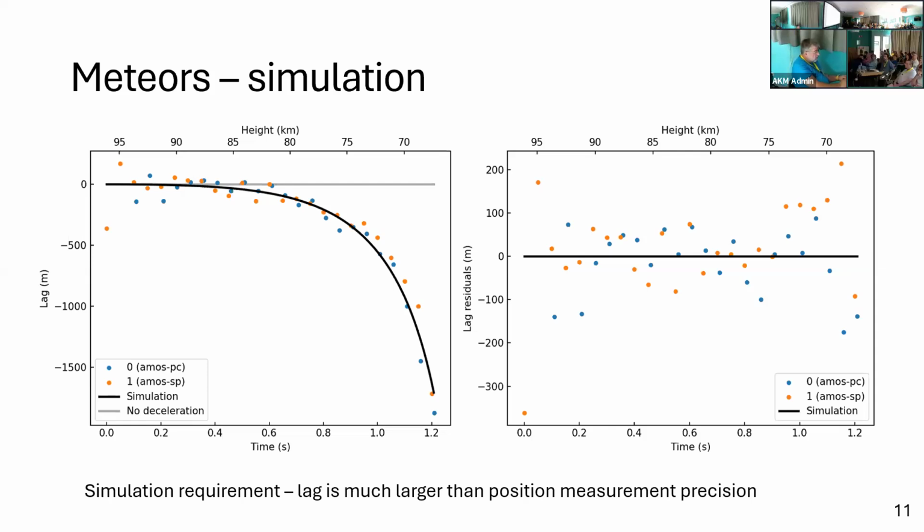So we performed this simulation, but we cannot do this for all meteors because, as I mentioned, there is noise. That is due to our position measurement precision, and we require that the lag is much larger than the noise simply because we want to know that what we observed is deceleration and not just some random noise. So usually the longer the meteor is, the larger the lag is, and therefore it is more likely that we will be able to model this luminous phase.